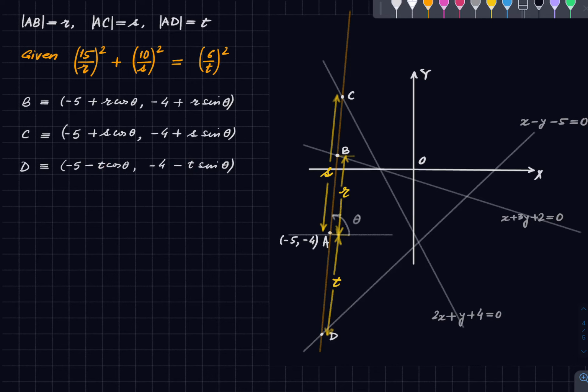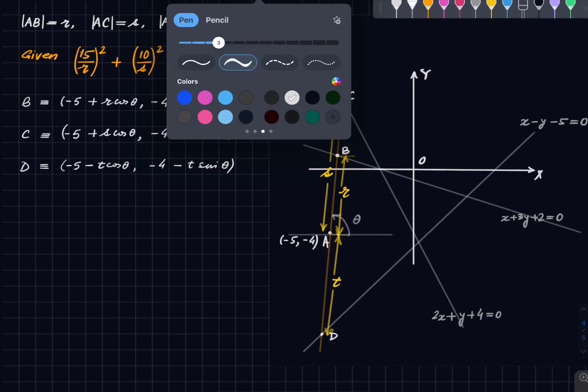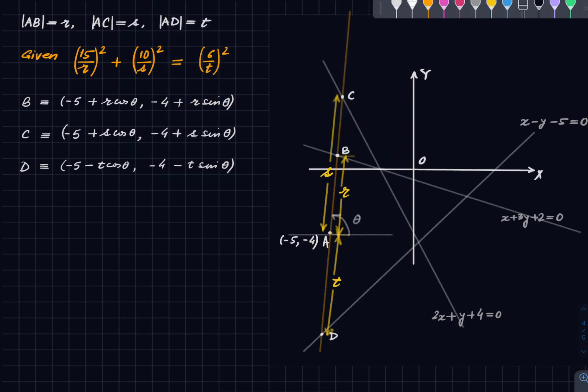Okay. So now we just use the fact that B lies on this line, C lies on that line, and D lies on this line. So when we do that, what do we get? This is the part where I have to work a little bit. So x plus 3y plus 2 equals 0. B lies on this line, so we will just substitute these 2 numbers in place of x and y.